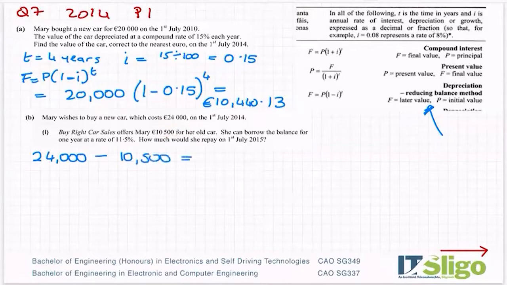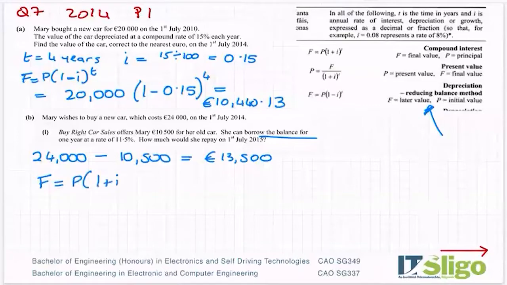Okay, so let's do that by subtracting what the new car is costing versus how much you are getting for your old car. And I make that to be 13,500 extra that Mary needs. Okay, she has obviously been approved for a loan and the rate is 11.5%. So how much would she repay on the 1st of July 2015? So just one year of a loan.